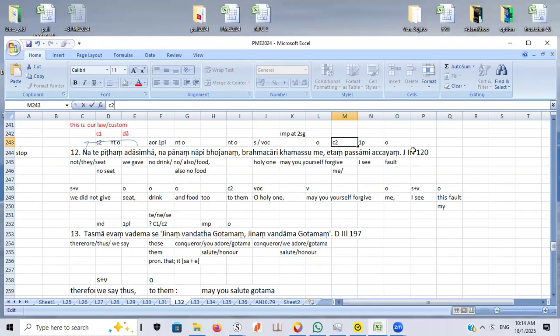So this is the Jataka story, book 3, page 120. If no question, we will go to the next line.